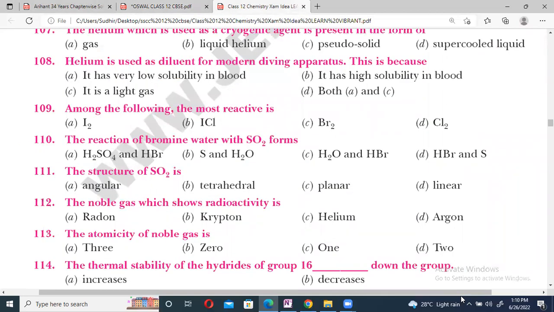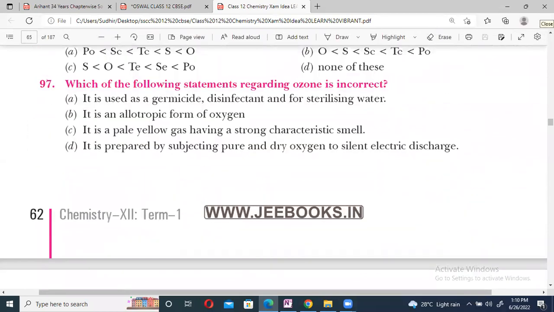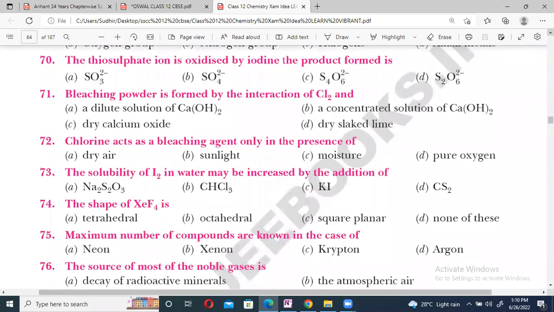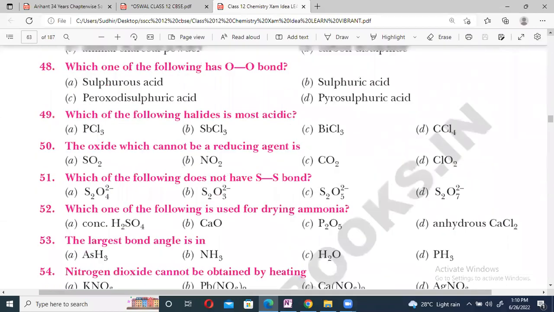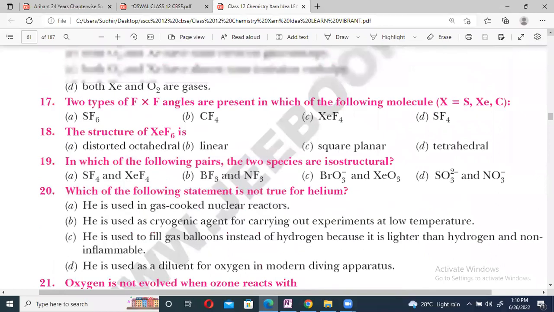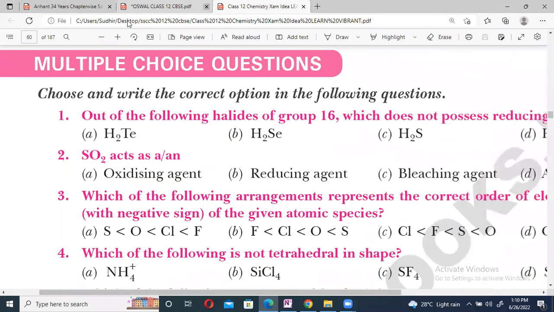Here are a few examples for group 16. These are the only questions I have given, because here mixed-up questions are there, meaning group 15, 16, 17, even group 0 are there. But we will go only with the questions related to group 16. Just a minute. I hope you are able to see this part now. Okay, this one you can see.